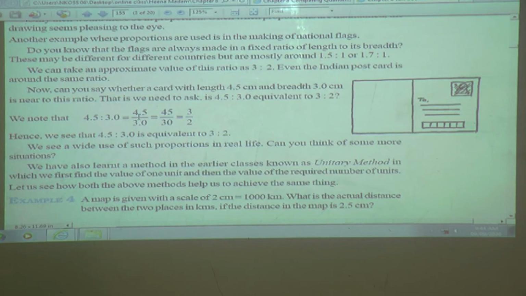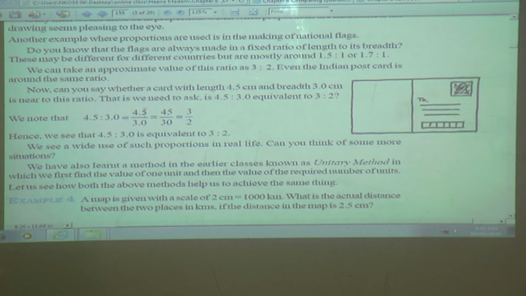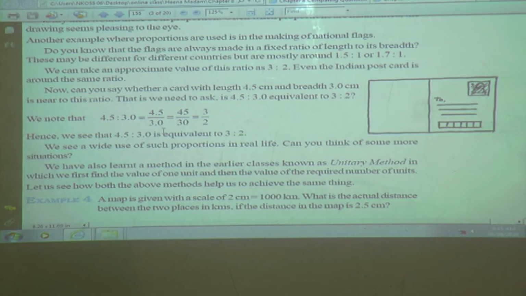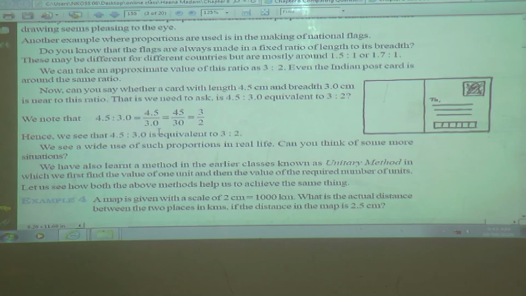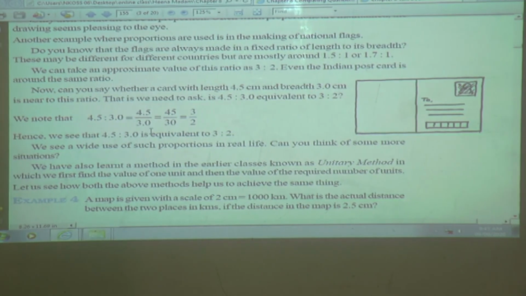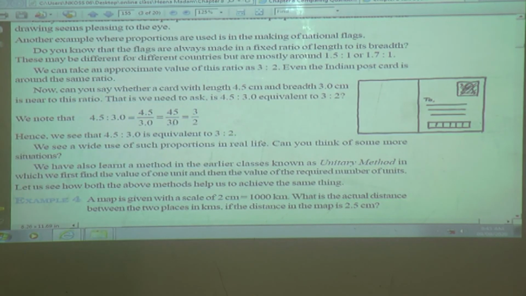When there is a decimal with one digit from the right-hand side, in both the numerator and denominator it is the same decimal place, so you can ignore it and just take 45 upon 30. You can reduce it, and you get the ratio 3:2 as an equivalent ratio. Here we had seen the approximate value of the ratio is 3:2.